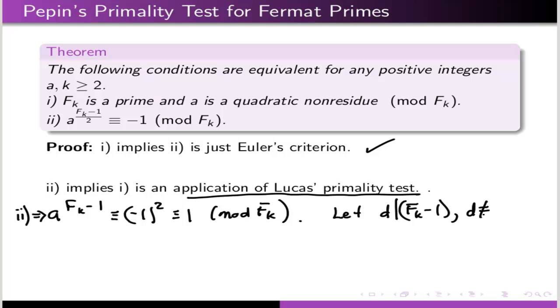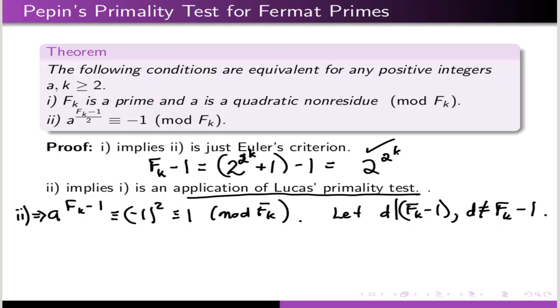So D is not equal to Fk minus 1. Well, what is Fk minus 1? Fk minus 1 is 2 to the 2 to the k. Fk is the kth Fermat number, and you're subtracting 1. It's just a big power of 2.